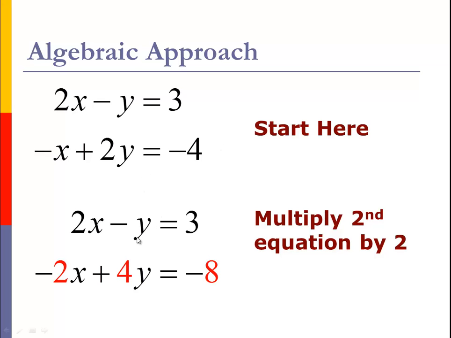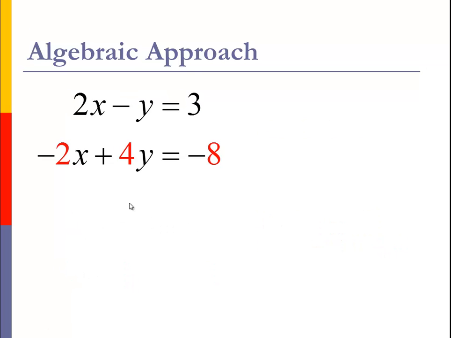So I'm going to rewrite it. I'm carrying this first equation along, so I'm not forgetting about it, but I'm doing my work on that second equation, that second line here. By multiplying that equation by 2, every coefficient gets multiplied by 2, and so that's why you see the negative 2x and the 4y and the negative 8. Okay, so now that we've got our coefficients for the x's being basically the same digit but opposite sign, we're going to our next step.